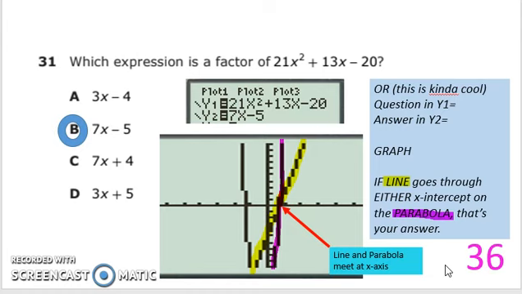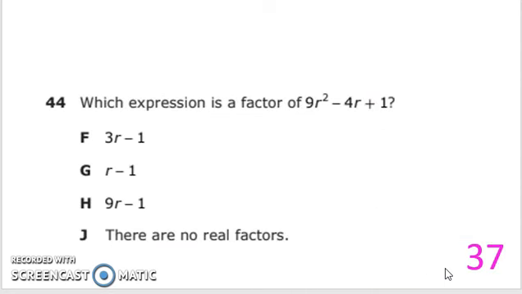And it doesn't matter if it's to the right or to the left, like in this one right here. It doesn't have to go through both of them, just one of them, okay, because they're only asking for one of the factors. So it may cross on the right side over here, and in another problem it may cross over here, but as long as the line and the parabola cross at the x-axis, that's the one you pick. And if I try this with any of the other answer choices, A, C, or D, they're not going to work. That's cool.